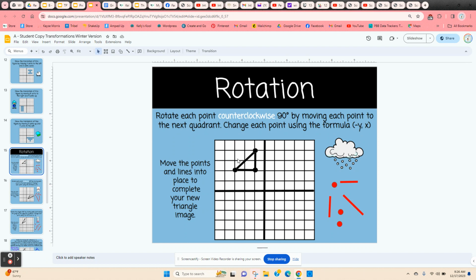So we're going to take each one of the points on the triangle. The first one, -1, 2. If we put it in the formula, it's now -2, -1. They're going to click and hold on a point, and they're going to plot that point, -2, -1. The next point, -1, 4, if we use the formula, is now -4, -1. And they're going to plot that point. And then the final point, -3, 2, is now going to be -2, -3.